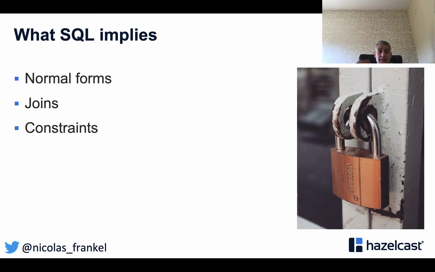And yeah, SQL implies that basically you design your database with no duplication. So you have all your normal forms up to the third, you have your joins, and then you have your constraints. And when you join, again, you don't have duplicates. When you do your join, it slows down your queries. The more joins you have, the slower it is.